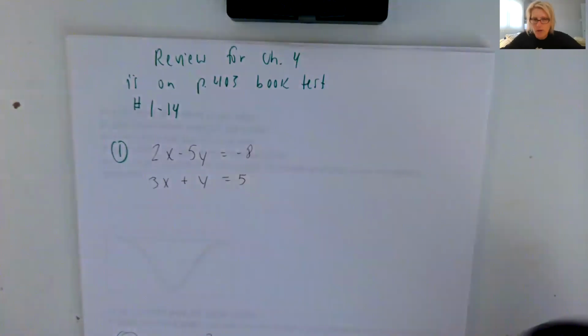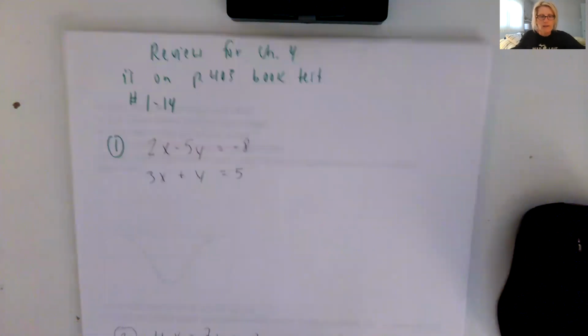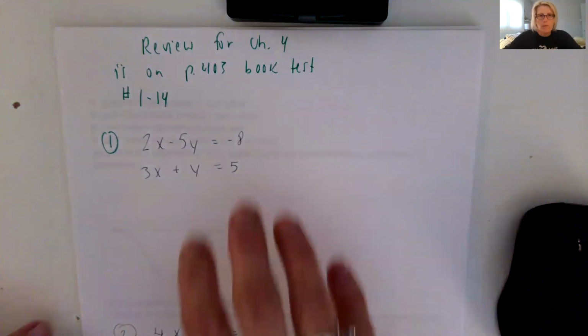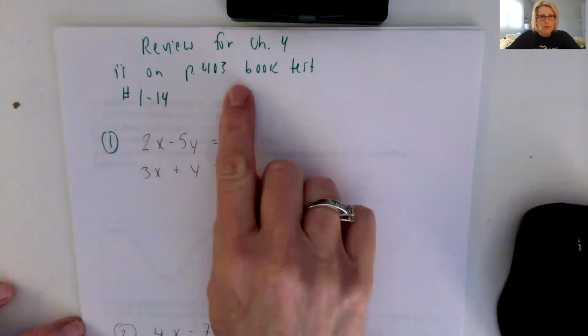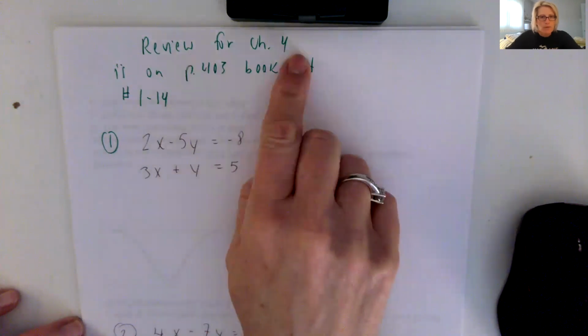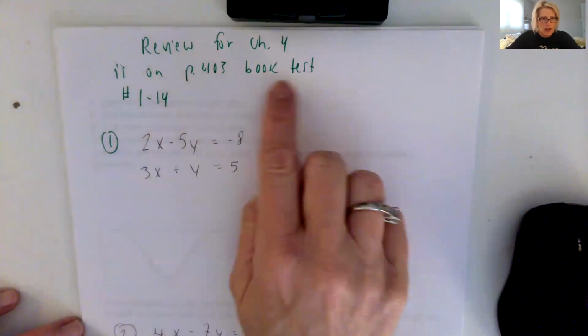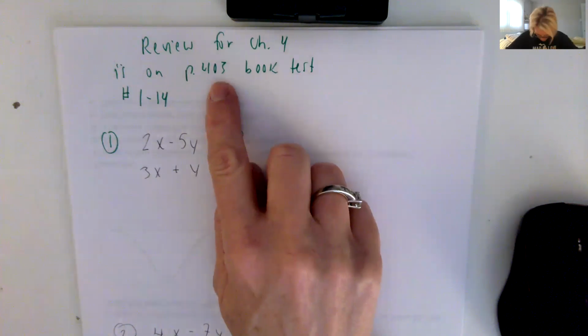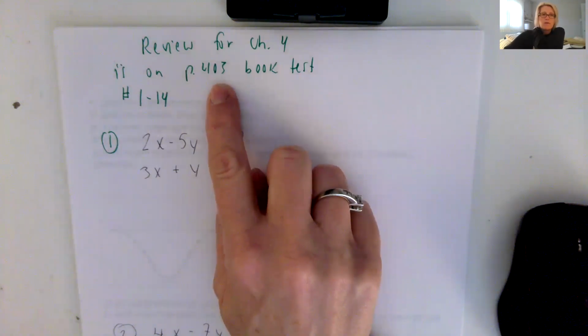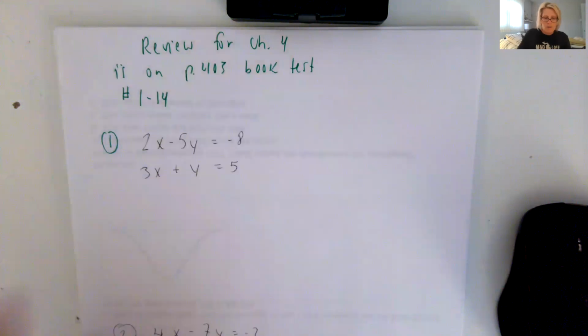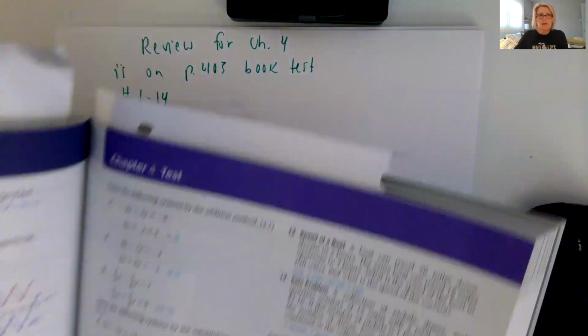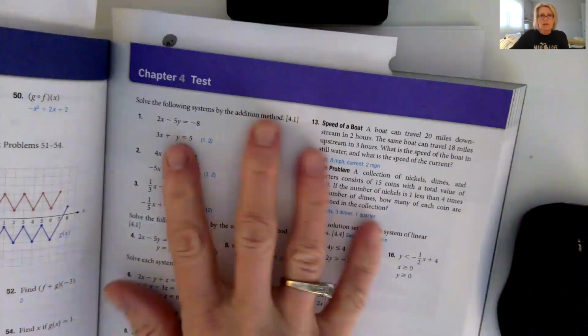Today we're going to work on reviewing for chapter 4. It may or may not be part of your test for your class, but these are the problems that I'm going to work on. It's the review for chapter 4, but it's actually the book test beginning on page 403. It says chapter 4 test, and we're going to work on problems 1 through 14. So this is what it says. We're using this as our review.